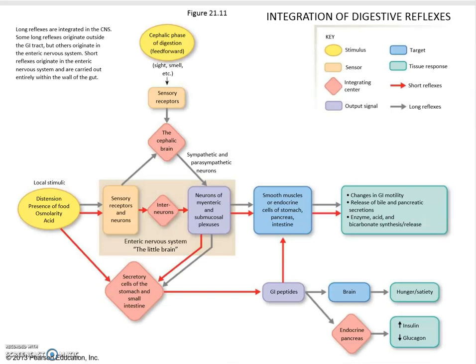Here's an image showing you the integration of digestive reflexes. I feel like this diagram here is more complex than what the whole thing is worth. So a couple points to consider here. Smooth muscle and endocrine cells of the stomach, pancreas, and intestine take a central role right here. You really don't need to know all of these flow charts and what leads to another thing, but there are various digestive reflexes.